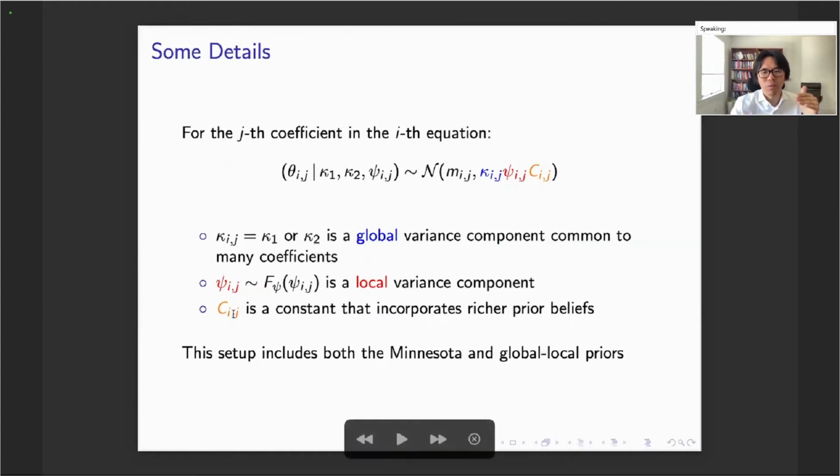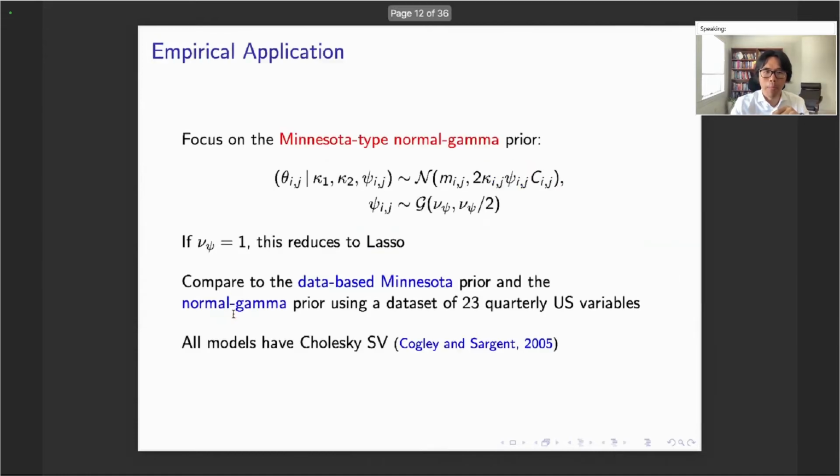So these values would be incorporated from the Minnesota prior. So it allows you to incorporate a richer framework. So this setup includes both classes of priors I just mentioned. So in the application, I focus on one class of priors, the Minnesota-type normal-gamma prior, and they seem to forecast better.